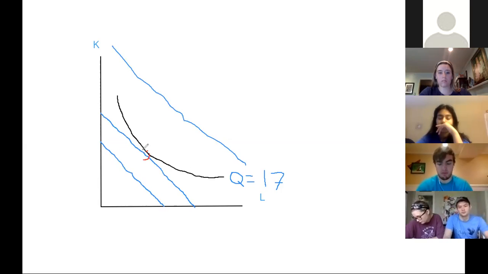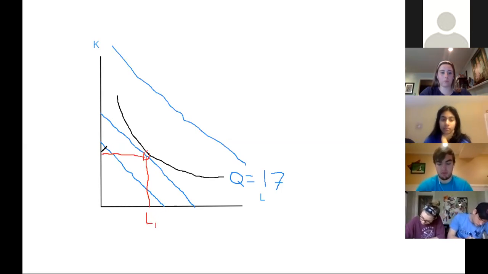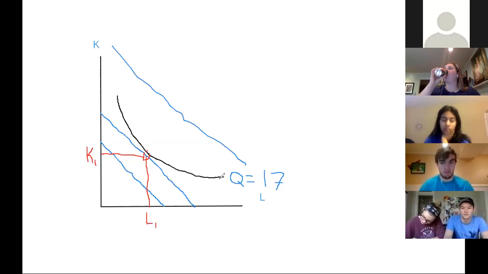That tangency tells us two things. It says this is how much labor we want to use, L1, and this is how much capital we want to use, K1, if our goal is to produce Q equals 17 at the lowest possible cost. Okay. Does everybody understand what we're doing so far? And I admit, for a macro class, we are kind of infringing on micro here.